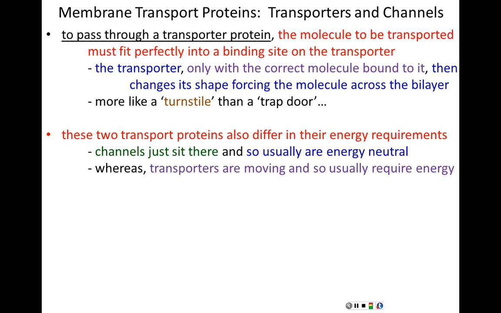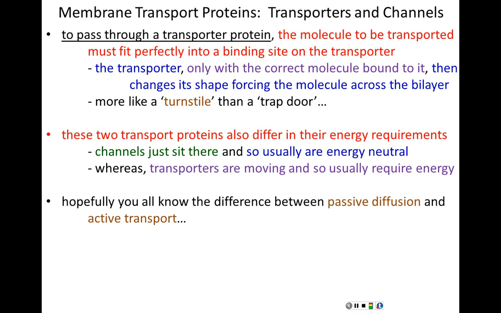But transporters have moving parts. Transporters are snapping open, snapping closed, snapping open, snapping closed, and so movement usually requires energy, and certainly transporters are no exception to that.